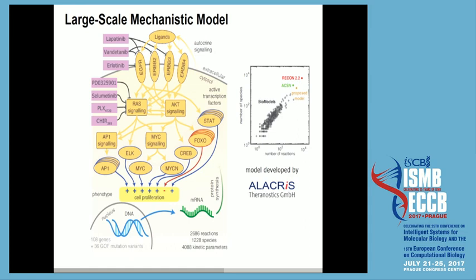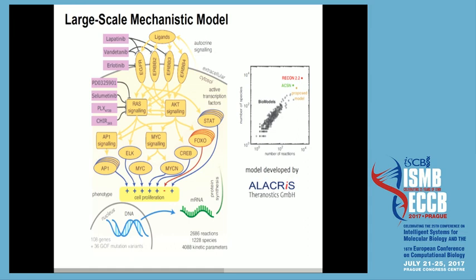And the model in total describes around 2,600 reactions and 1,200 different molecular species, and all the reactions are defined by 4,000 different kinetic parameters. So this is a very detailed model and a quite large-scale model.